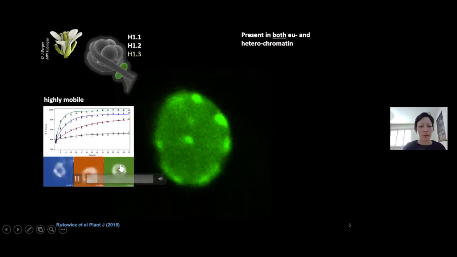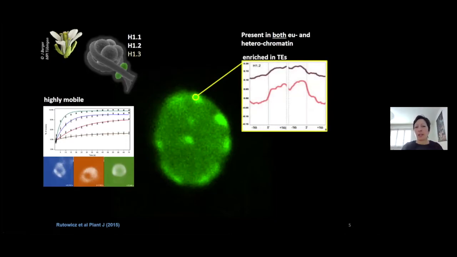What you can see on the left graph here is a so-called FRAP experiment, for fluorescence recovery after photobleaching. And this experiment allows to measure the mobility of linker histone on the chromatin. And the steeper the curve, the more mobile the linker histone. What you can appreciate is that the 3 variants are slightly different in terms of mobility. H13, the green curve, being the more mobile, then comes H11 and then H12, which has a slightly longer residence time. So in Arabidopsis, we have these 3 variants.